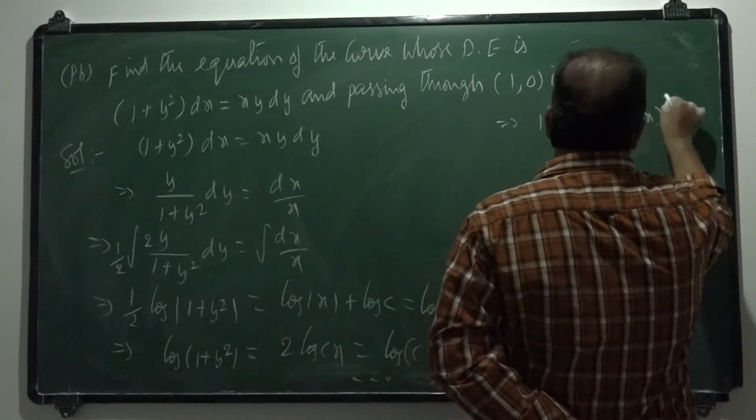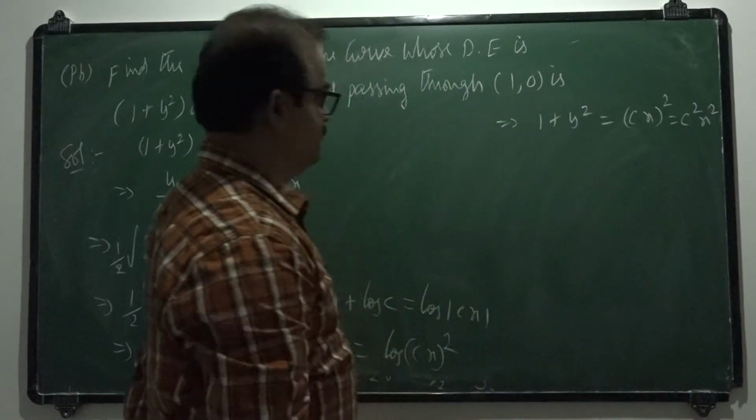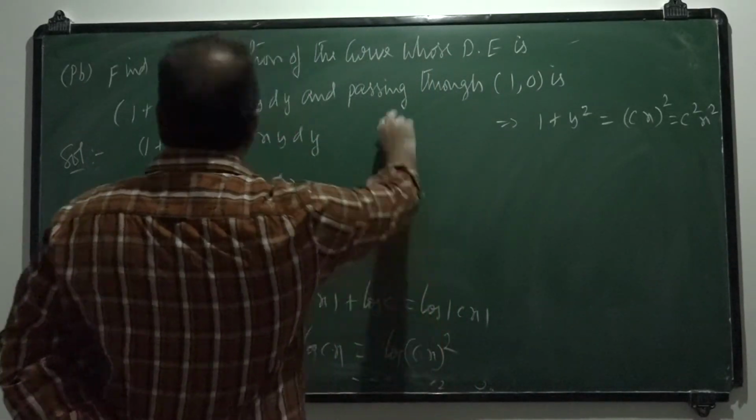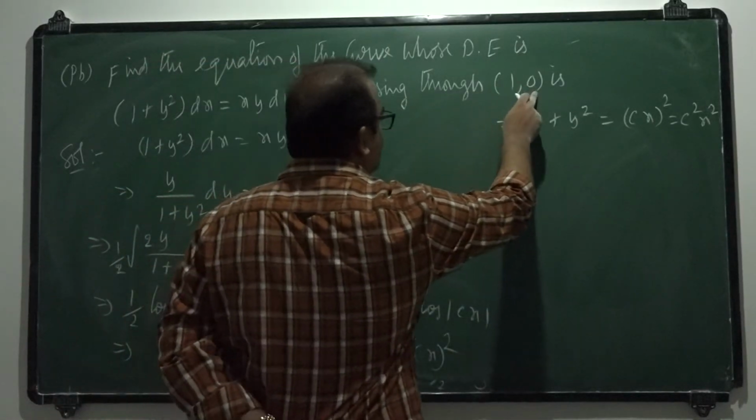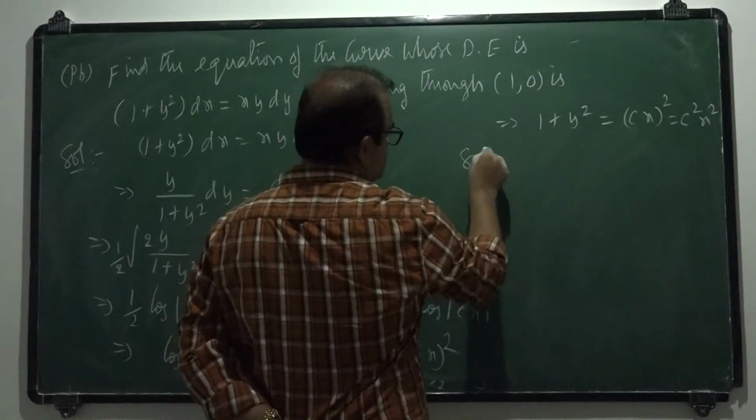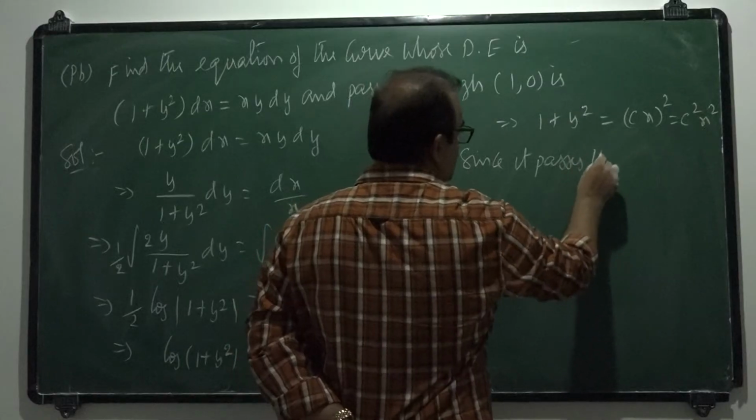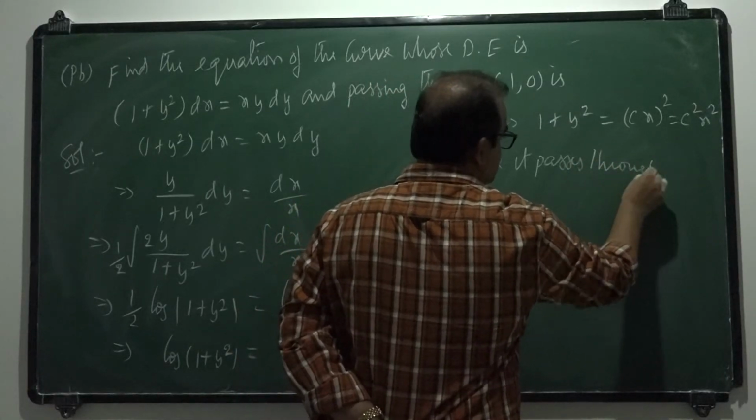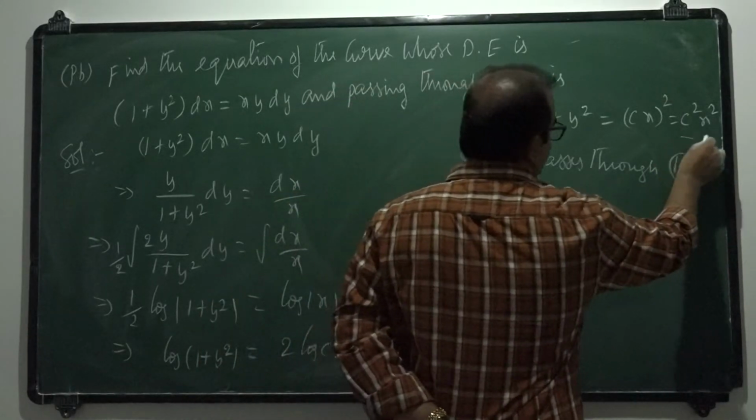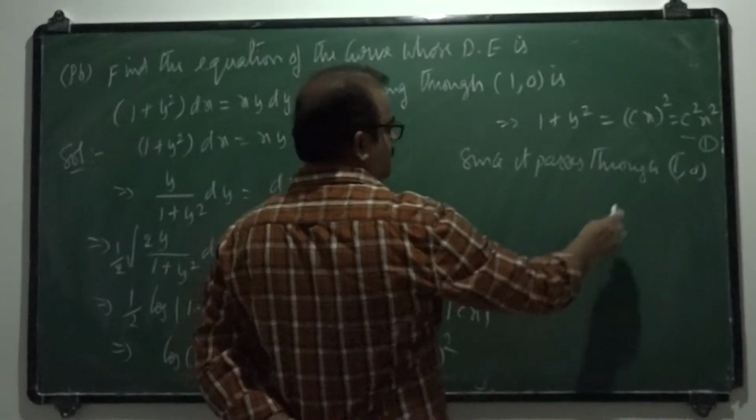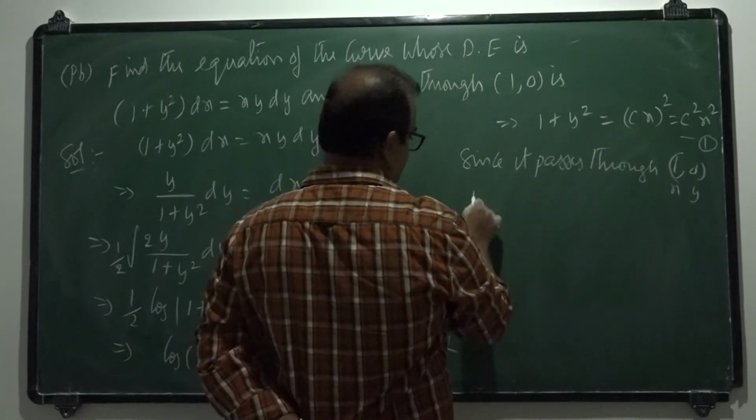c into x whole square, or this is c square into x square. That is the general solution. But this curve passes through the point 1 comma 0, let it be equation 1. I put x is equal to 1 and y is equal to 0 in this equation 1.